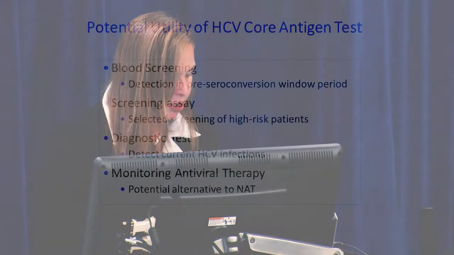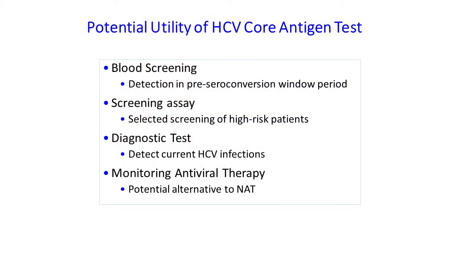Given the lower cost for serology assays, lower serum volume required, and ability to automatically reflex from the same sample after a positive antibody screen to the HCV core antigen, Europe and countries other than the United States have explored the utility of using core antigen test for blood screening as a primary screening assay or as a diagnostic test to detect current HCV infections and for monitoring antiviral therapies.